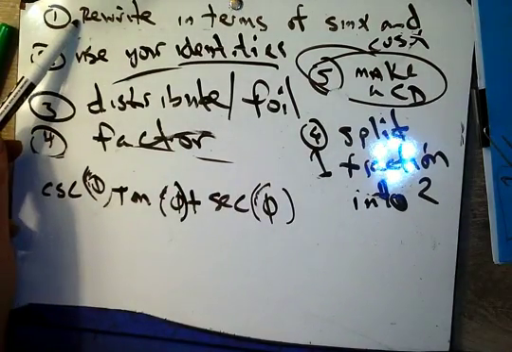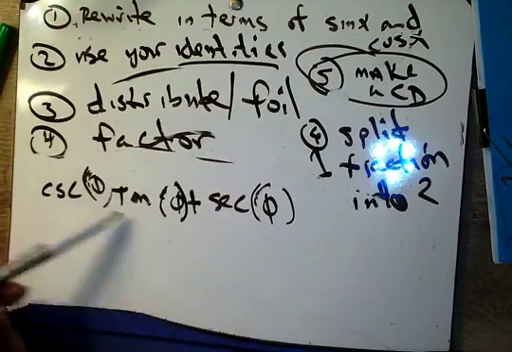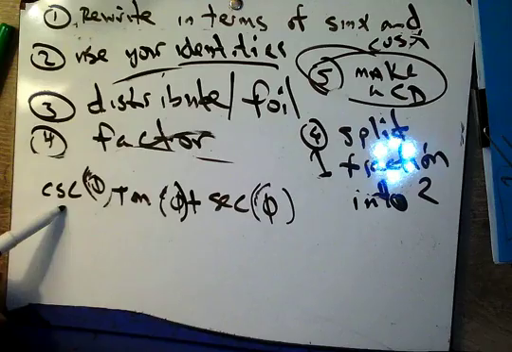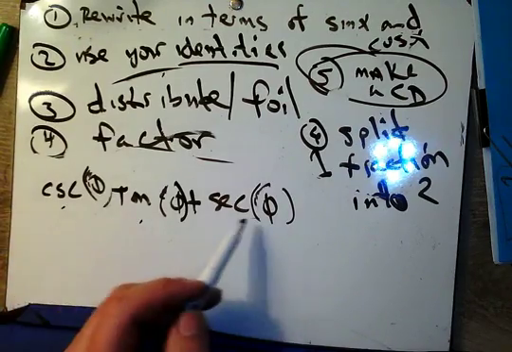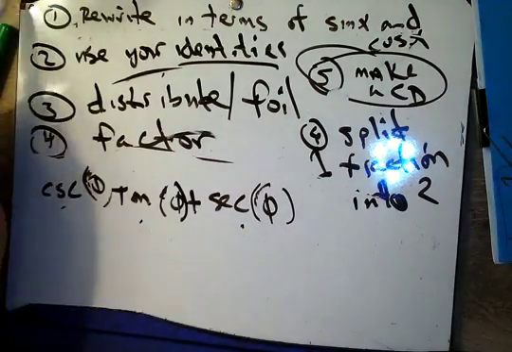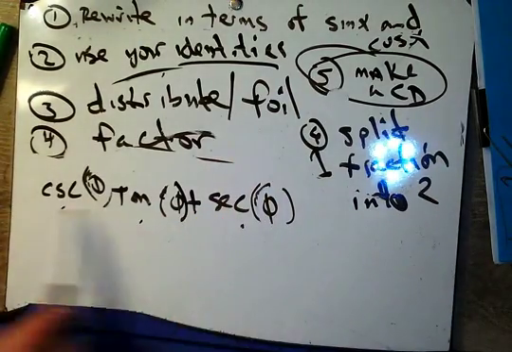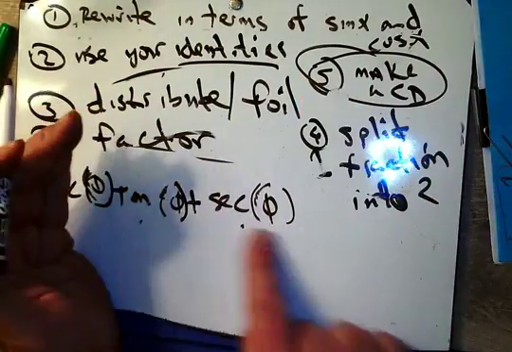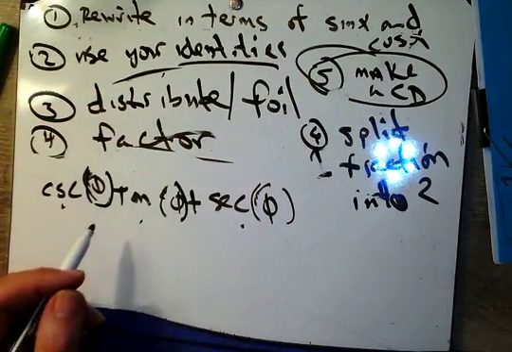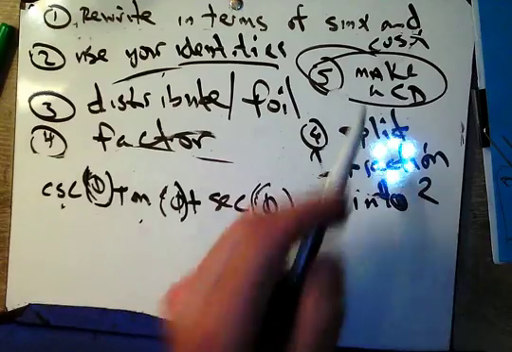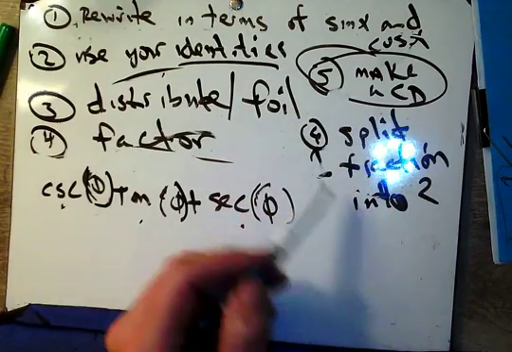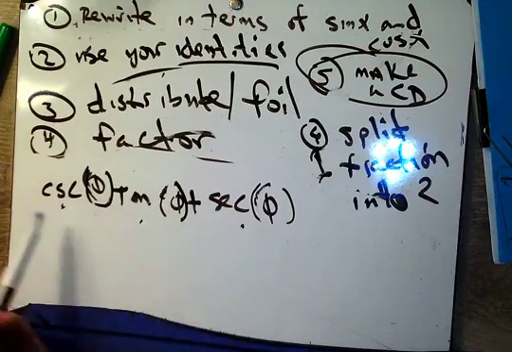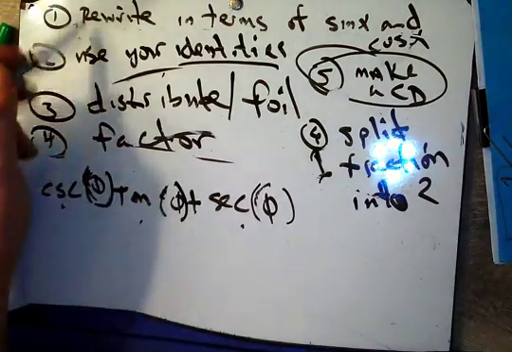Hey, could I rewrite this in terms of sine and cosine? Sure, I can. Oh, identities. This is 1 over sine, this is sine over cosine, this is 1 over cosine. I could do both of those. Distributing, I don't see any distributing here. I don't see any foiling here. I don't see any fractions here to make a common denominator. Split one fraction into 2, I don't even have one fraction yet. And I don't see any factoring I can do. So let's use one of these.